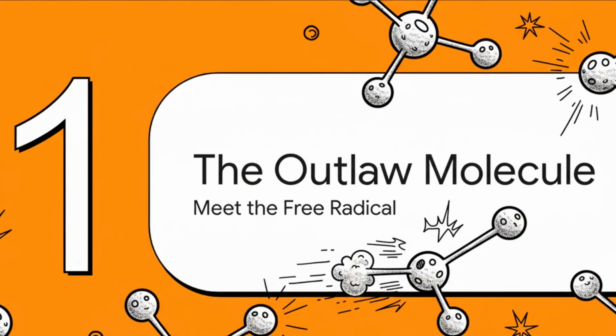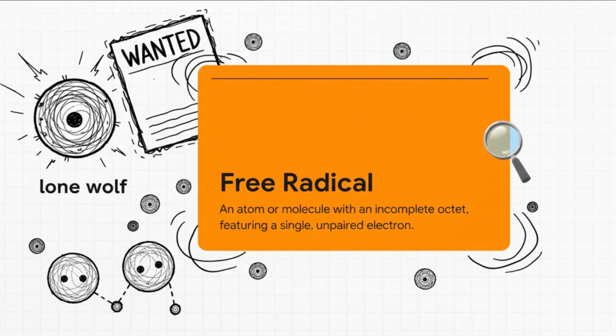To really get this, we've got to meet our main character. This is a particle that's so reactive, so unstable, that we're basically calling it a molecular outlaw on the run. Okay, so this outlaw's official name is a free radical. Now, in a normal, stable, law-abiding molecule, all the electrons are neatly paired up. Atoms are happy. But a free radical, it's fundamentally incomplete. It's got this one single, unpaired lone wolf electron, and it is absolutely desperate to find a partner.